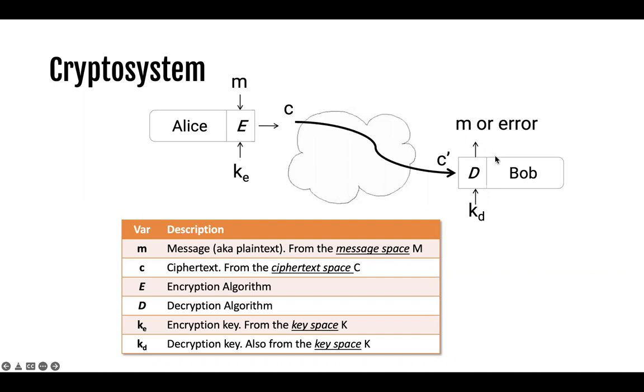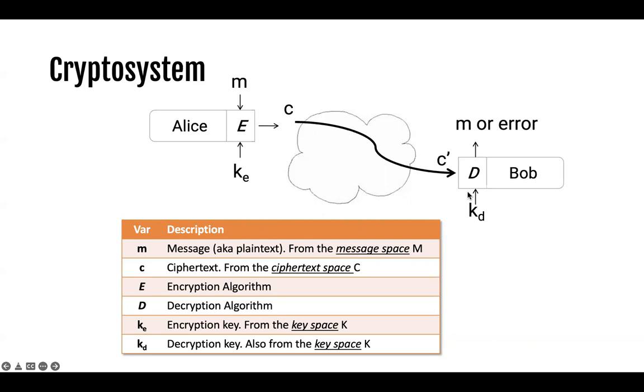M. Bob may also be able to realize that, okay, there's something wrong with the ciphertext. Maybe someone manipulated it, or maybe it just got wrong during transmission, right? So Bob should also be able to detect whether this message is correct or in error through this decryption algorithm.